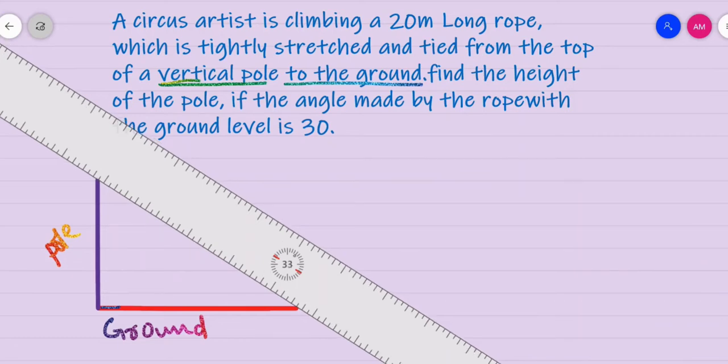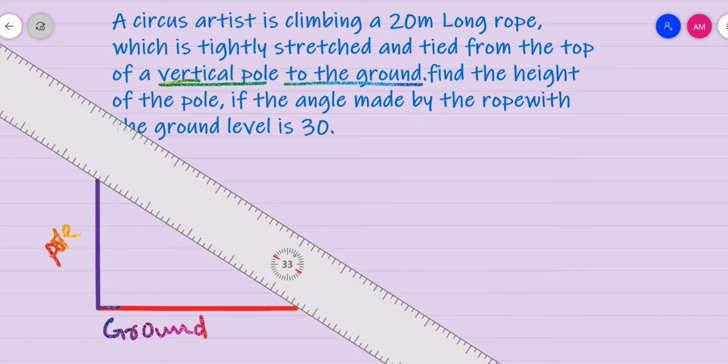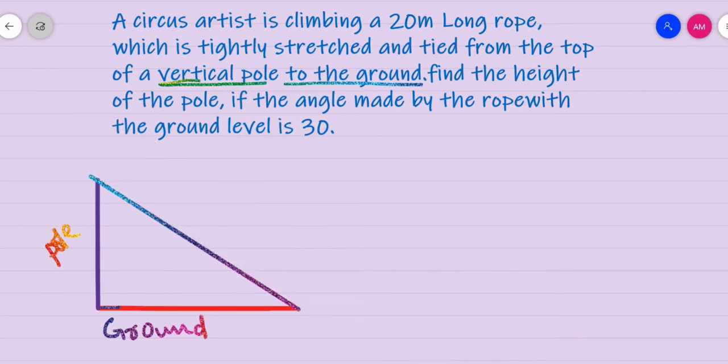Okay. So let me make that rope. Suppose this is your rope. This is the rope which has been tied. Now, as you can see, we have completed one right angle triangle. This is 90 degree because this is the ground. Here this is the ground and on the ground stands the pole.